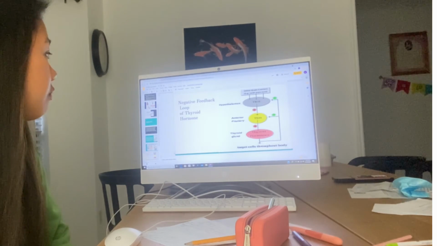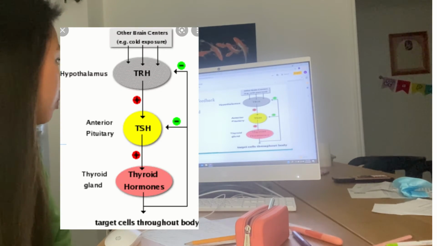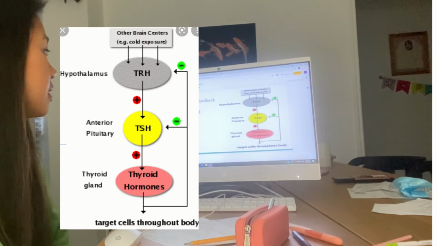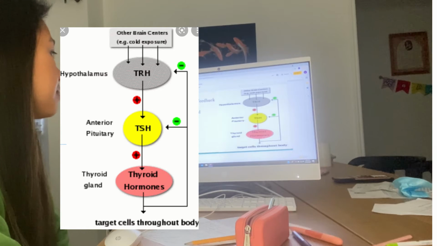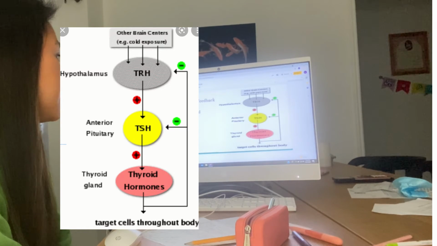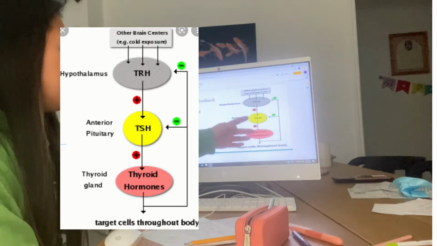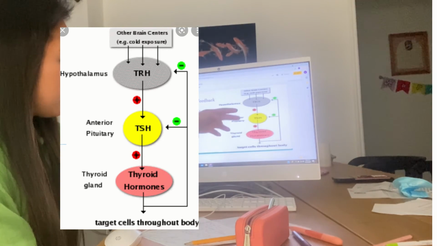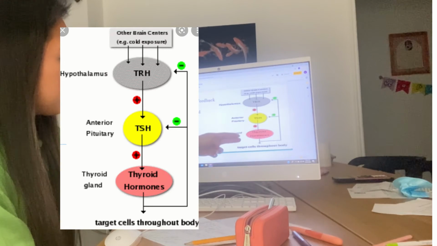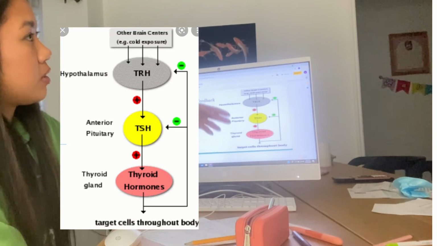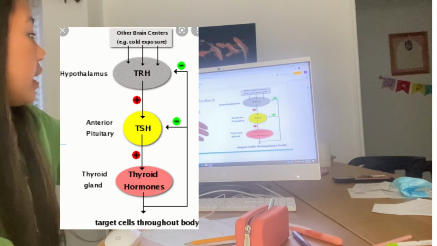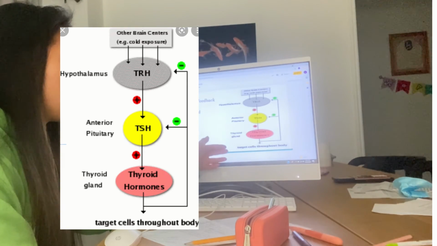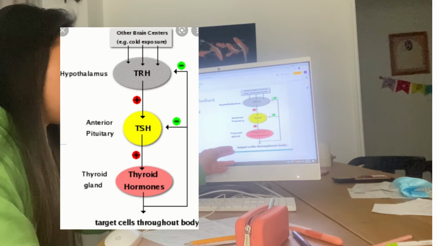So now for the feedback of thyroid hormones. So when TRH is released in the hypothalamus, it stimulates TSH in the anterior pituitary gland, which then causes the creation of thyroid hormones due to thyroglobulin and also iodine oxidizing together to create T3 and T4, which target cells throughout the body.